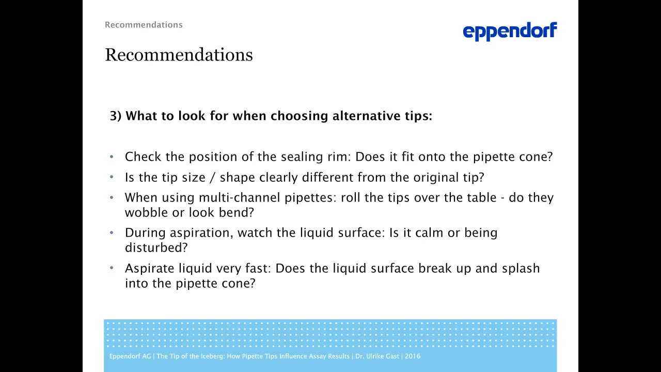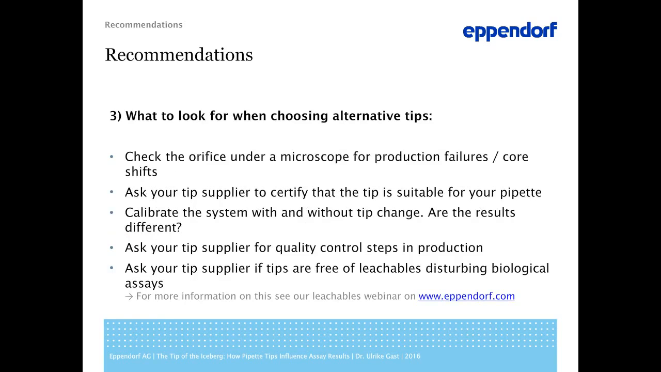Check the position of the sealing rim. Does it fit onto the pipette cone? Is the tip size or the tip shape clearly different from the original tip? When using multi-channel pipettes, roll the tips over the table. Do they wobble or do they look bent? During aspiration, watch the liquid surface. Is it calm or being disturbed? Aspirate liquid very fast. Does the liquid surface break up and splash into the pipette cone?